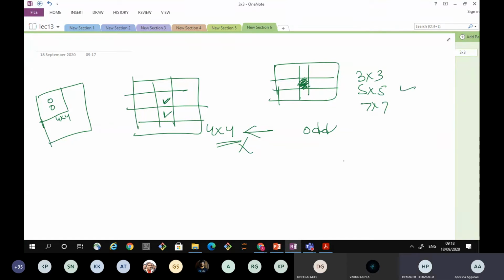Okay, ma'am. Excuse me, ma'am. Yes. Ma'am, in padding, where we are adding rows and columns of zeros.